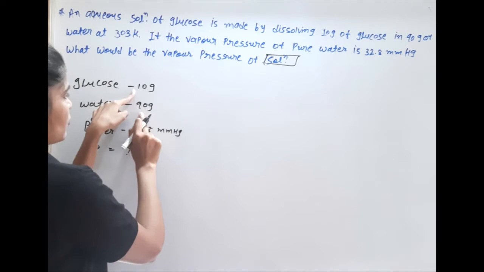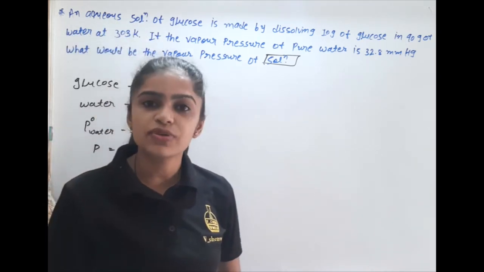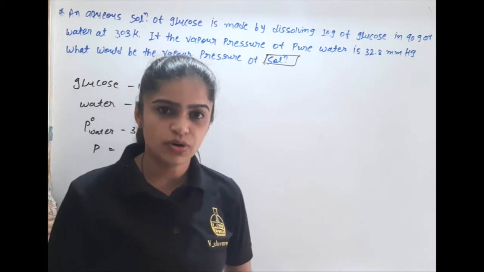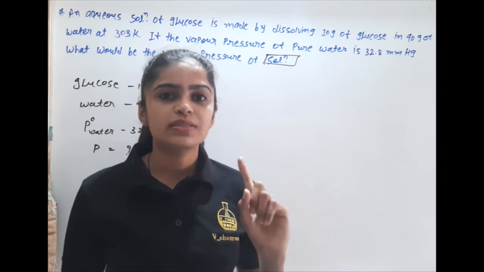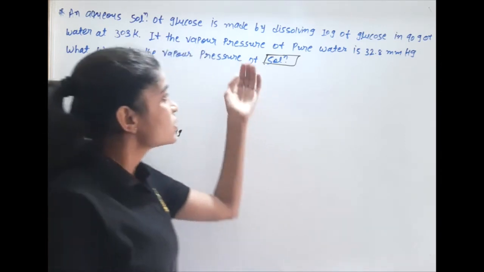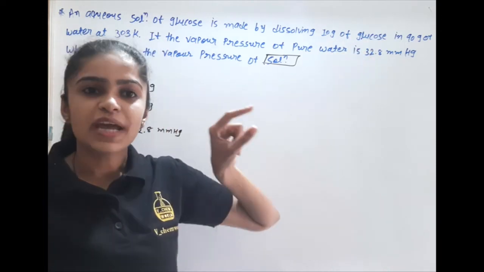Glucose 10 gram and water 90 gram. Given is the aqueous solution. What is the meaning of the aqueous solution? Aqua means water. A solution made up with water is known as an aqueous solution. In this, glucose is dissolved in water. So 10 gram glucose is dissolved in 90 gram of water.